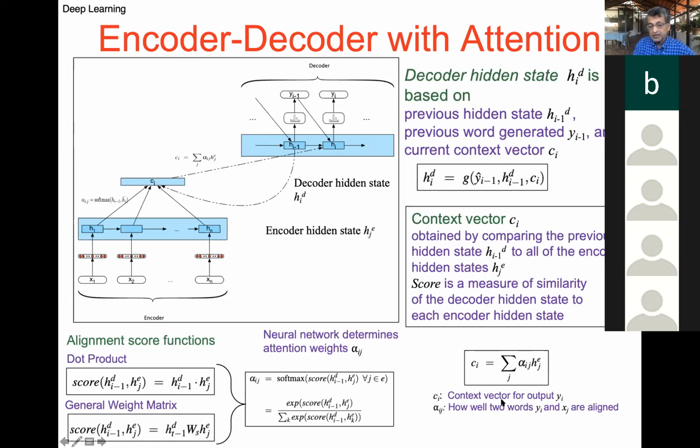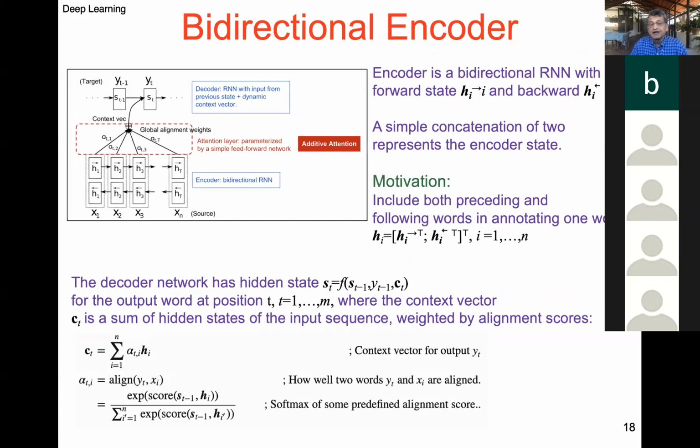And so the context vector for output y_i and alpha_ij is how well two words y_i and x_j are aligned. This is called an alignment matrix: alpha_ij shows the alignment between the input words and the output words. And that alignment vector in turn is based on a neural network output, which is a softmax output, with some vector multiplication going on. So we have a neural network figuring out the alpha_ij's in between, and a later diagram shows that neural network.